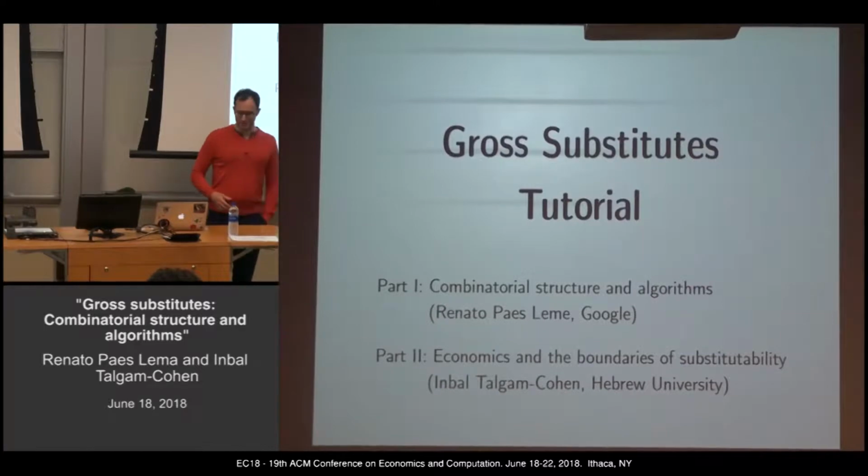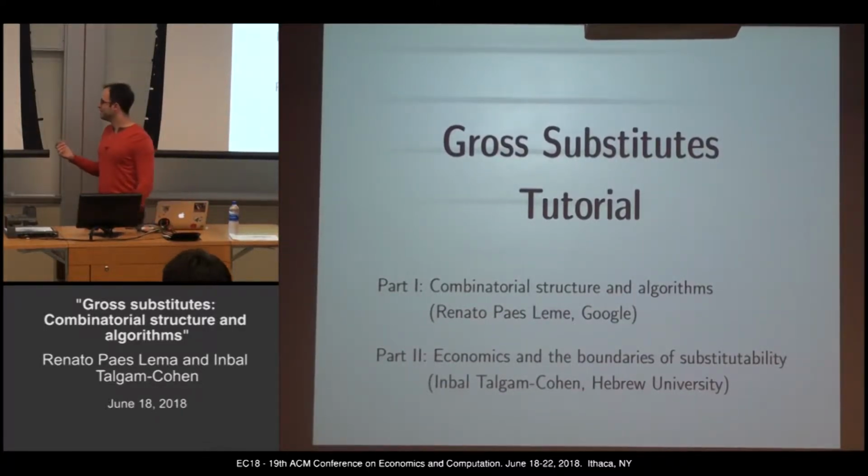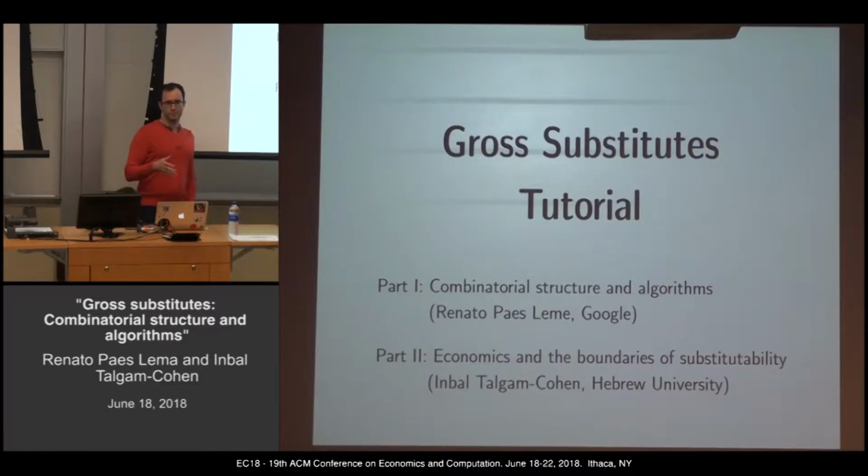Inbal and I are talking today about graph substitutes. It's a topic I really like. I think for one, it would be a nice introduction to combinatorial auctions and Valuated equilibrium. It would also be an interesting thing if you're interested in convex analysis. Even if you don't care about auctions, I hope you'll get some interesting combinatorial algorithms from it.